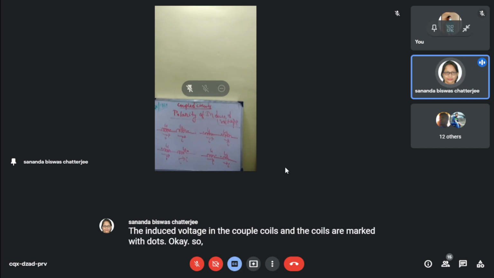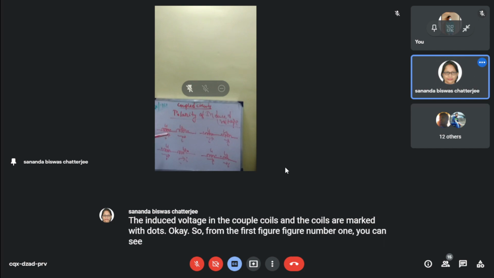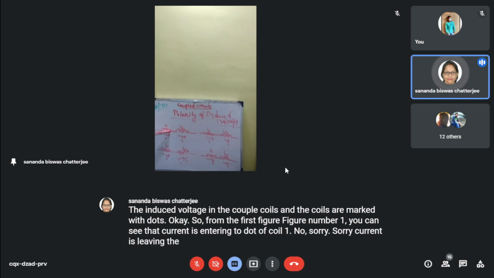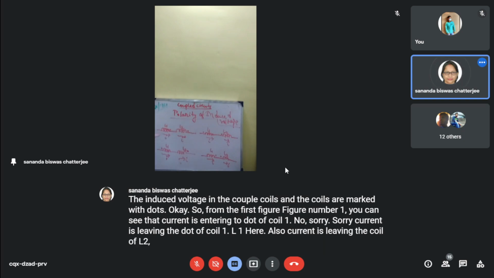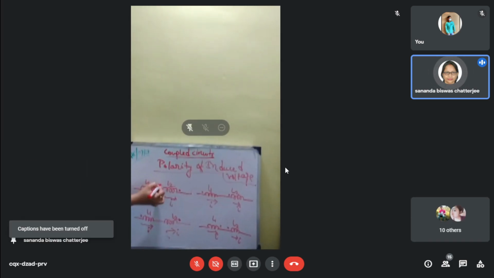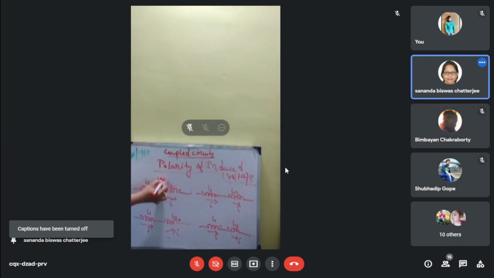From the first figure, figure number 1, you can see that current is entering the dot of coil 1. No, sorry. Current is leaving the dot of coil L1. Here also current is leaving the coil of L2, right? In both the coils, the dots are at the end. Here also current is leaving. So for this, it will be plus M.